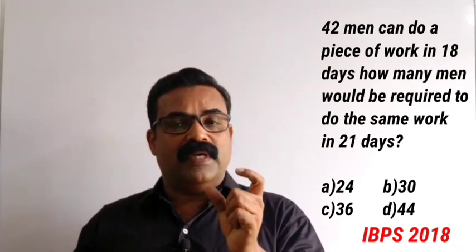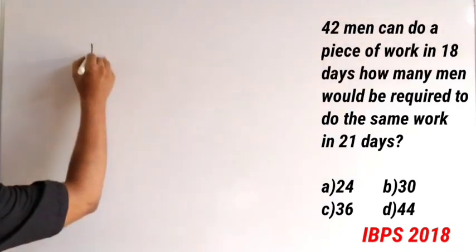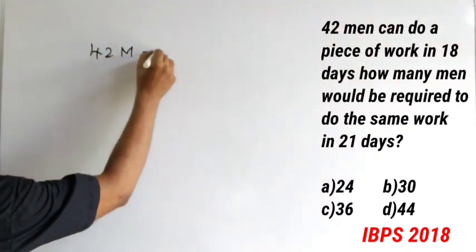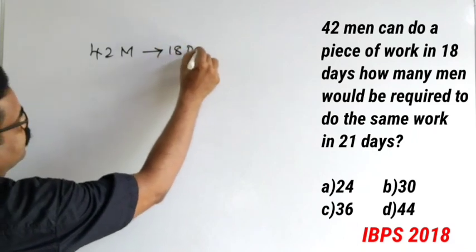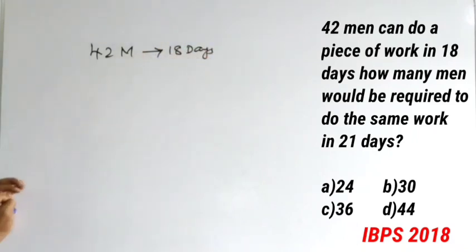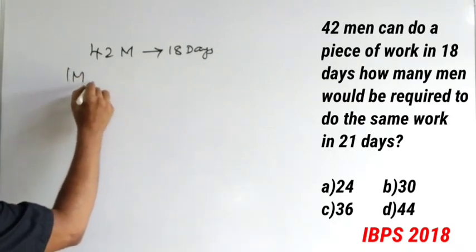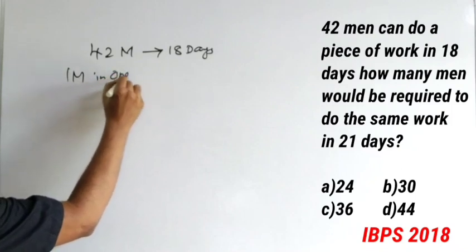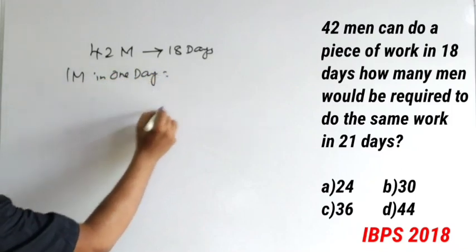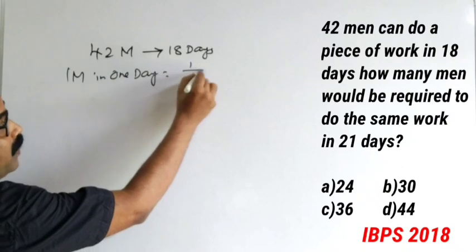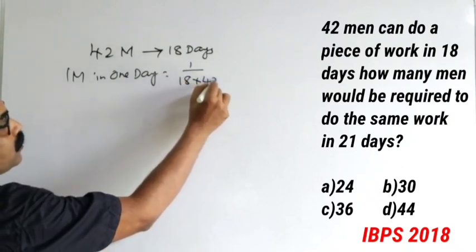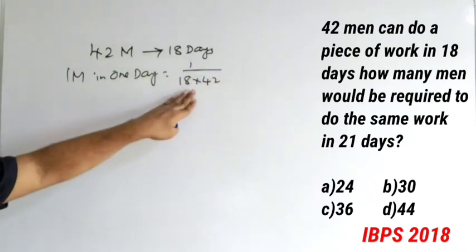42 men can do a piece of work in 18 days. So let us write that: 42 men in 18 days. From this, we can say one man in 1 day will be equal to 1 by 18 into 42. How can we write this?